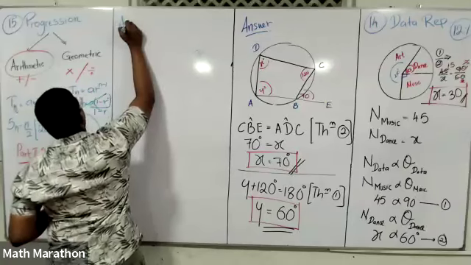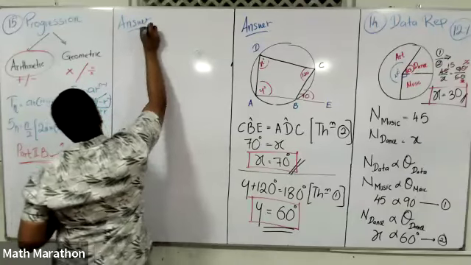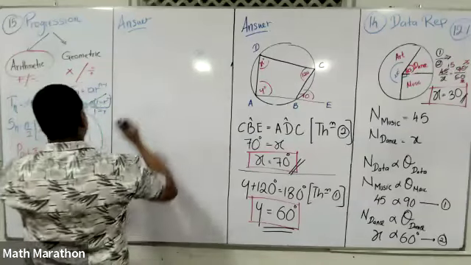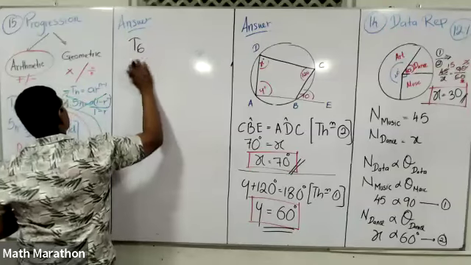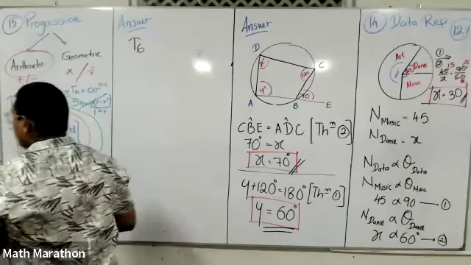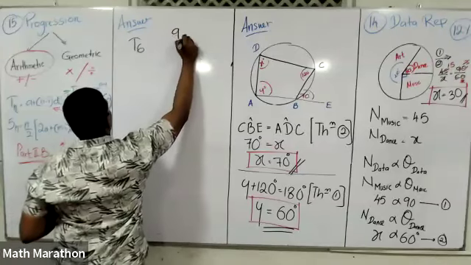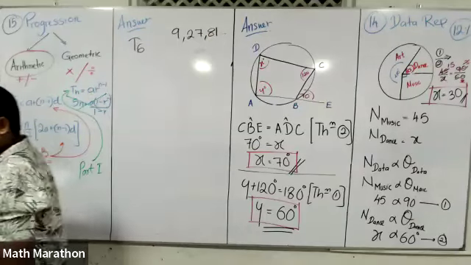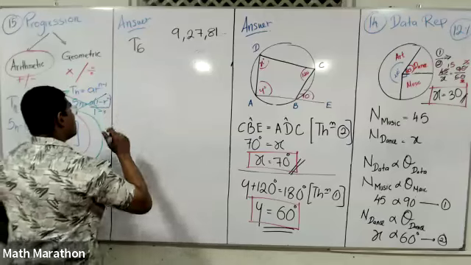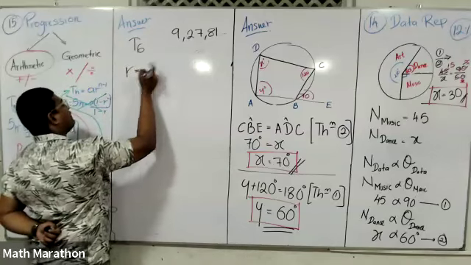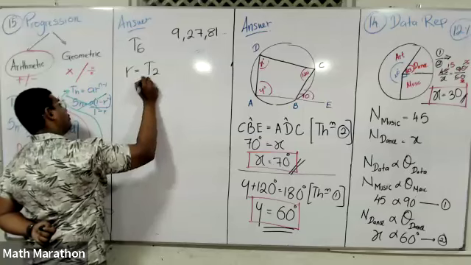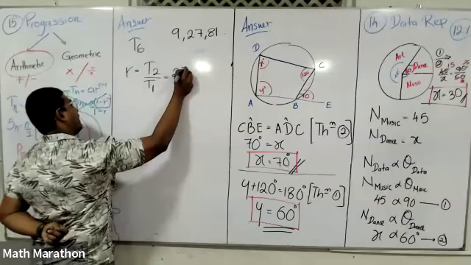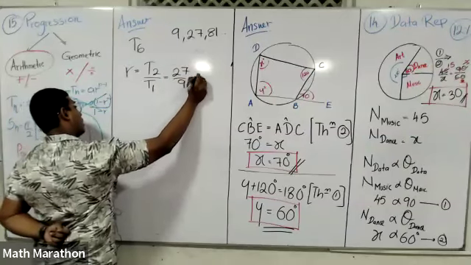So the answer. Express the sixth term, T6, in the geometric progression 9, 27, 81, as a power of 3. What do I first do? Identify the common ratio, T2 divided by T1. Common ratio is 27 divided by 9. Common ratio is 3.